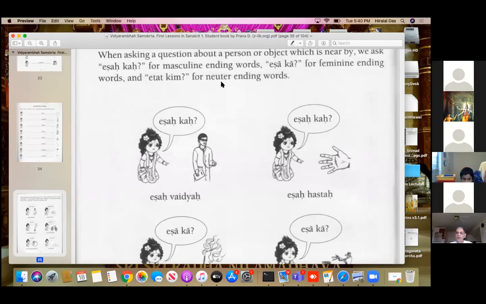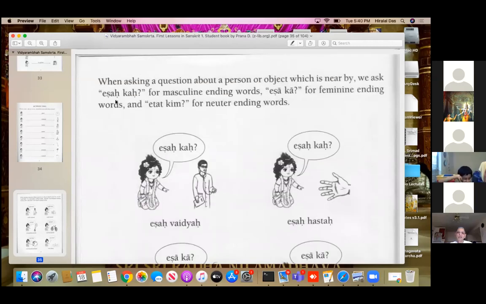We're going to use this when asking a question about a person or object which is nearby. We ask Esah kaha for masculine, Esa ka for feminine, and Etat kim for neuter ending. So, Esah vaidyaha. You know vaidya is masculine.